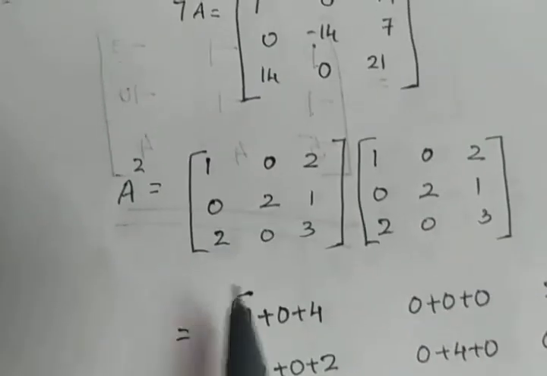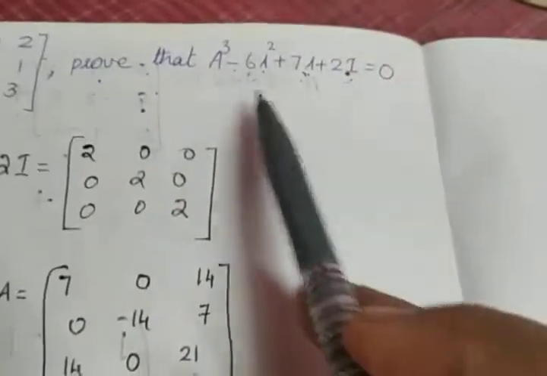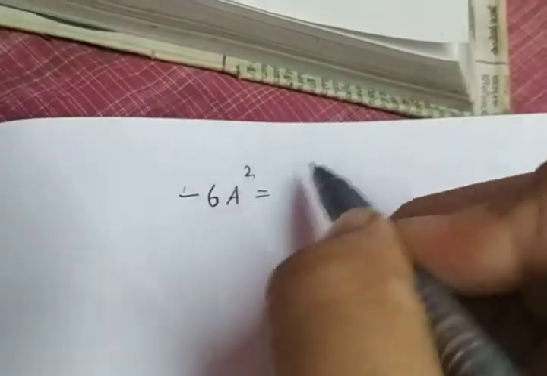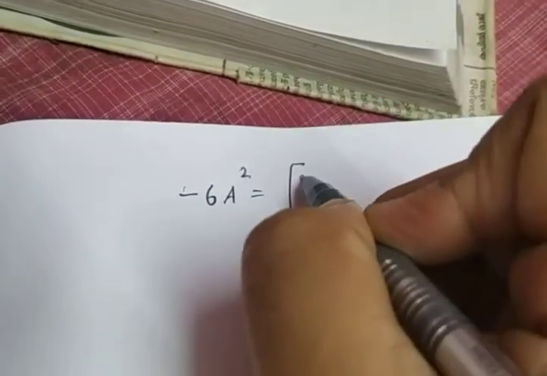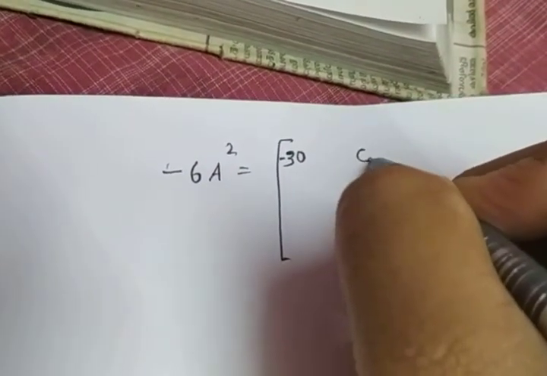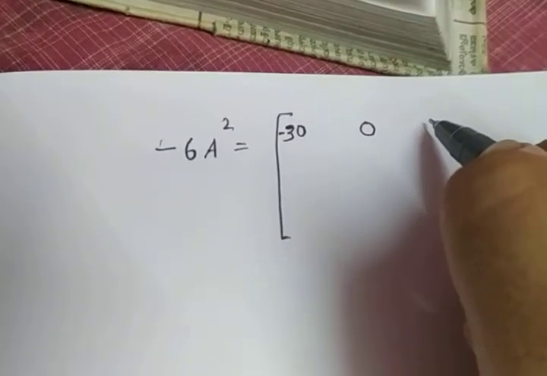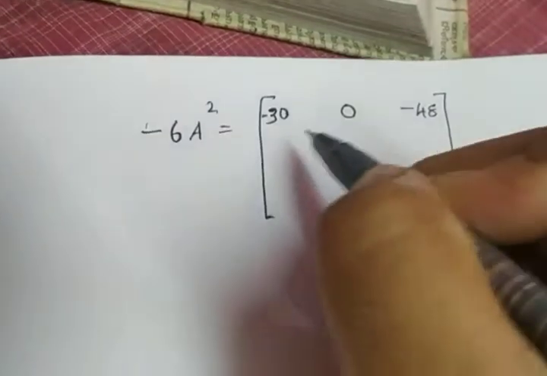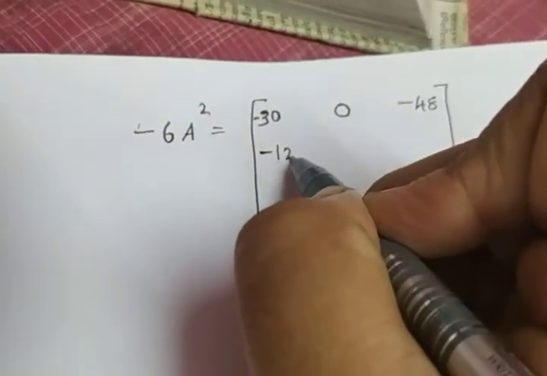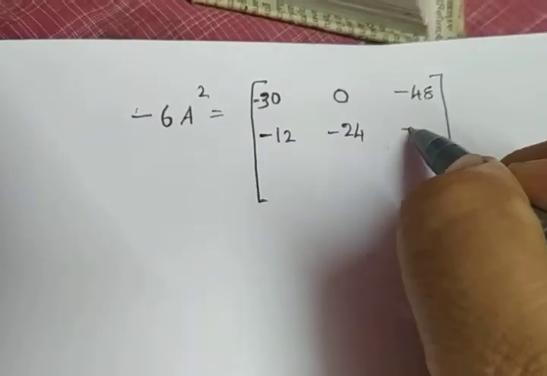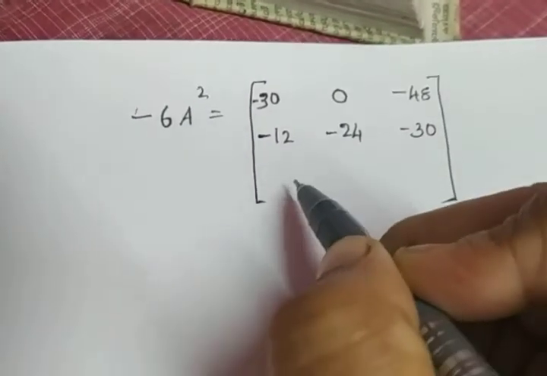Okay, so we got A square, which is the term we require. It is minus 6A square, so multiply it with minus 6. Scalar multiplication. So minus 6A square will be 6 into 5, 30, with a negative sign. The second element was 0, 0 into minus 6 is 0. Again, the third element was 8, so we are getting minus 48. The next element is 2, so it is minus 12. Next is 4, so minus 24. Next is 5, minus 30.